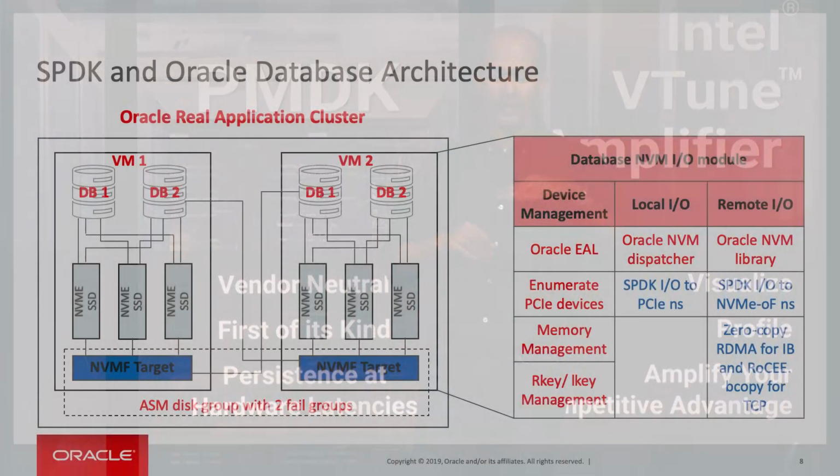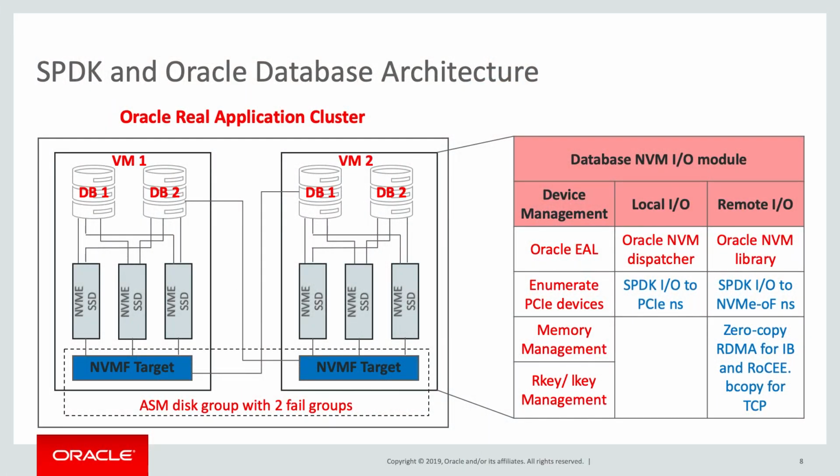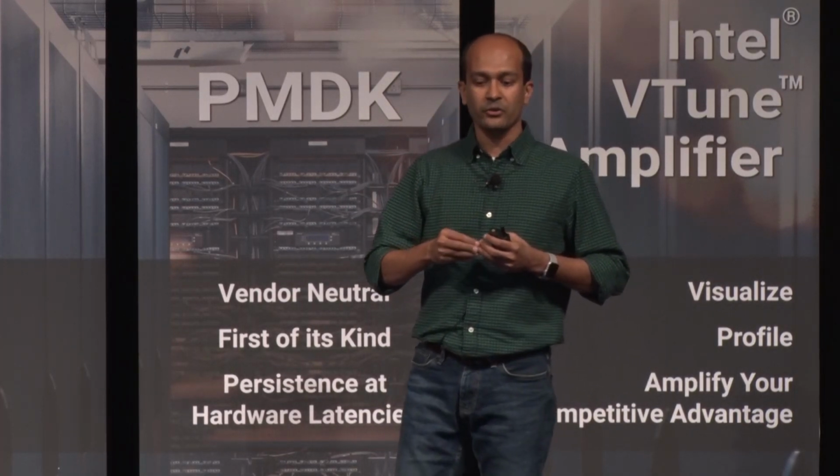If you look at the bottom below the NVMF target, it says we have created an ASM disk group with 2 fail groups. We'll go into a little more detail of what this is. But at a very high level, ASM is automatic storage management. You can think of it as a simple volume manager that Oracle owns. What we are doing over here is we're trying to access the NVMe SSDs that are local to the node directly from the database. And then the ones that are remote, we are accessing those through the target.